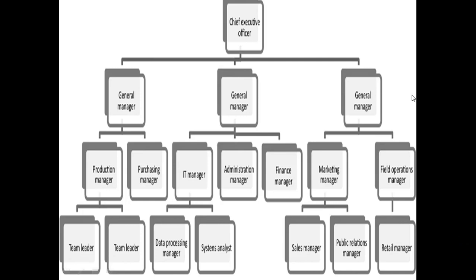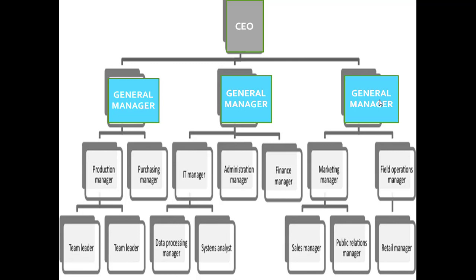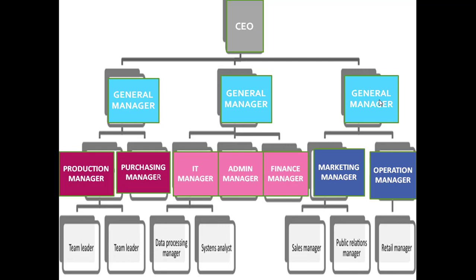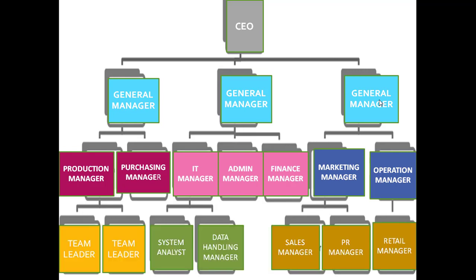Now we see here that at the top management there is the CEO, who is the chief executive officer. Now under him there are three general managers. So we see here that under the CEO there are three subordinates who are general managers. Now under the general managers there are several managers, and under the managers come the team leaders of different departments. So we see here diagrammatically the hierarchical level of the employees in the management, right?